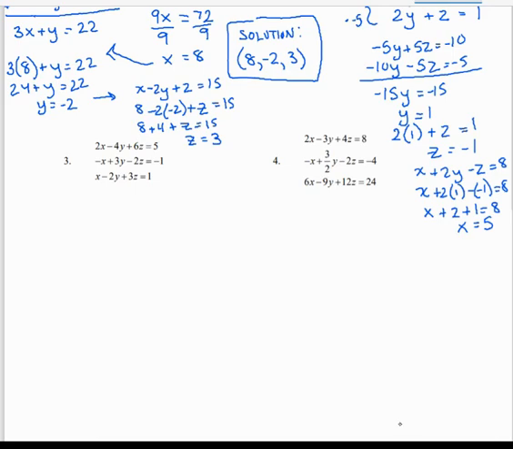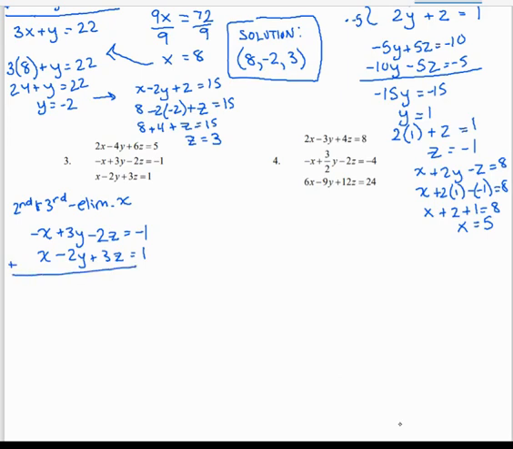I see right here we have a pair of opposites for x. So I'm going to pair the second and third equation together, and I'm going to try to eliminate x. So negative x plus 3y minus 2z equals negative 1, and x minus 2y plus 3z equals 1. When I put those together, my x's will cancel. I will now have positive y plus z equals 0.